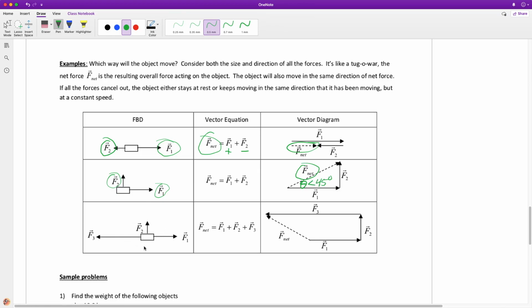And then when we take a look at this final diagram, we have a tug of war in the x-axis and no tug of war happening on the y-axis. So between F1 and F3, F3 is going to win this fight. So we know that the object is going to accelerate towards the west. But F2 is unopposed in the y-axis, so not only is this object going to accelerate in the west, but it's also going to have a northern component as well. And that's why F net looks the way that it does.